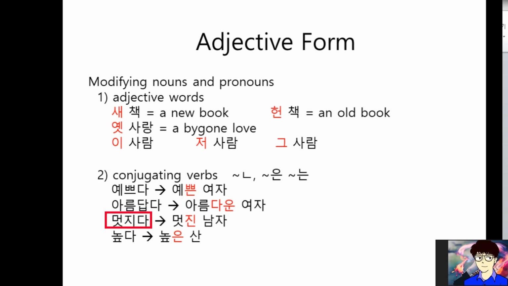Okay? And 멋지다, when you put 니은 like 멋진, in that case, this becomes an adjective form. Okay? So 멋진 남자. 남자 is a guy or a man. Okay? And 높다, in this case, you can put 은. So 높은 is high. So 높은 산. 산 is a mountain. So 높은 산 is a high mountain. Okay? A high mountain. You can understand me, right? Good. Let's take a look at it more.